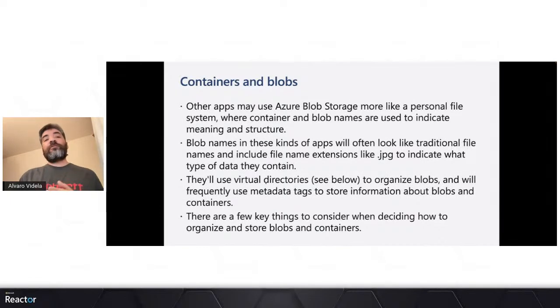But other applications may use Azure Blob Storage more like a personal file system, where container and blob names are used to indicate meaning and structure. Blob names in these kinds of applications will often look like traditional file names and include file name extensions like JPEG to indicate what type of data they contain. And here, as we discussed last Tuesday, you can use virtual directories to organize blobs, and you will frequently use metadata to store information about blobs and containers.